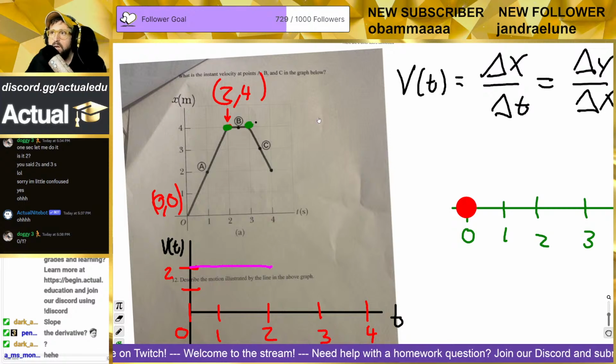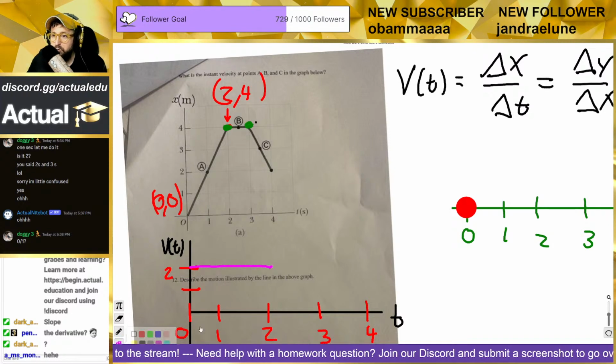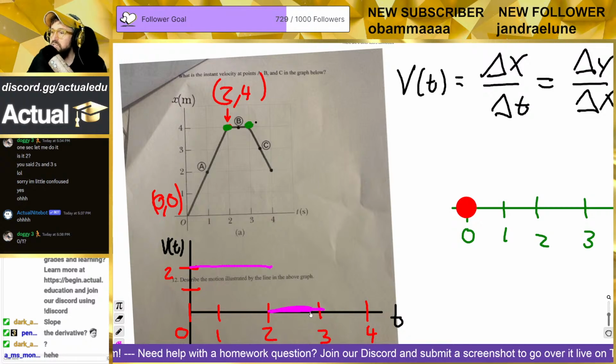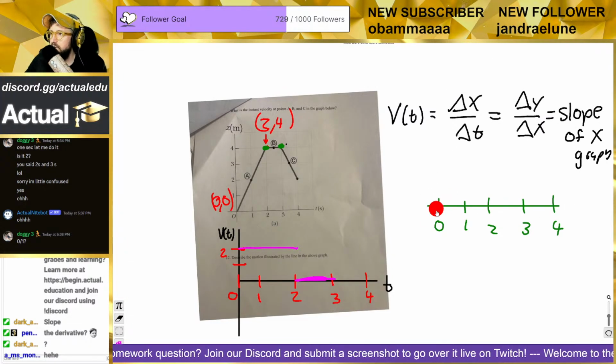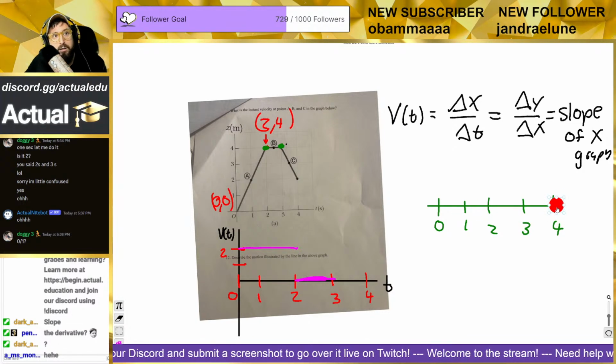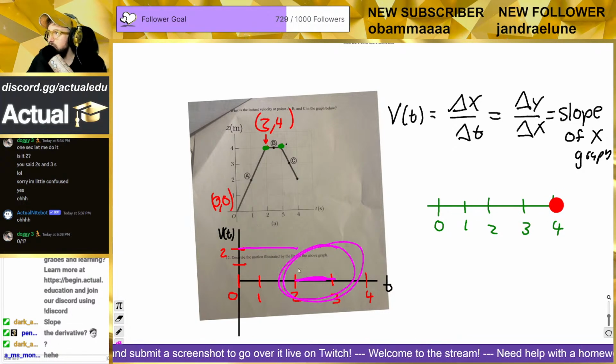Zero over 1. 0 over 1 is just 0. So the slope here from 2 to 3 is 0, which means the velocity is 0. That's why, when we were describing the motion of this thing, remember we said, oh, it moves here, and then it just chills here for a second. It's not moving at all. That's what this is. That's it not moving.